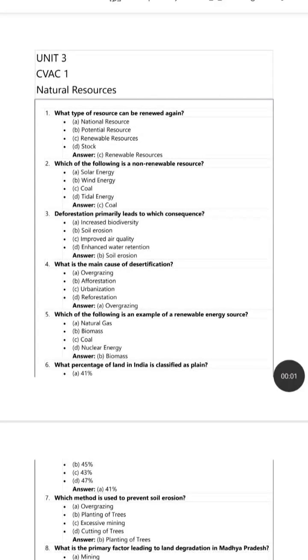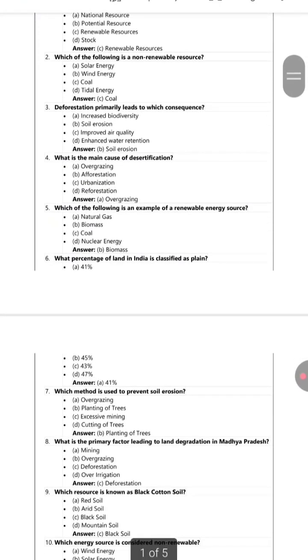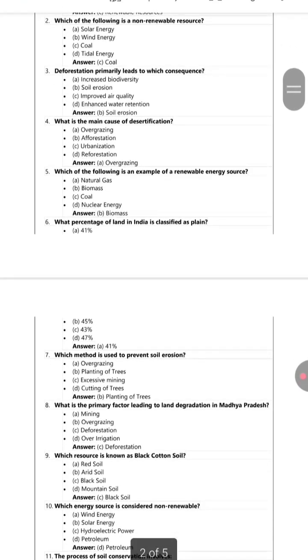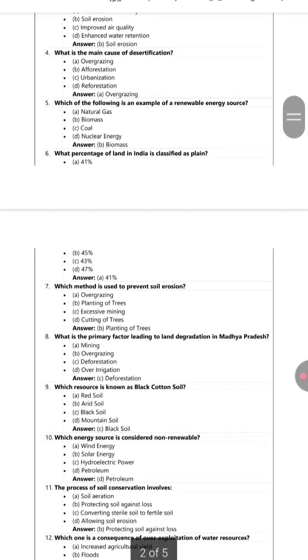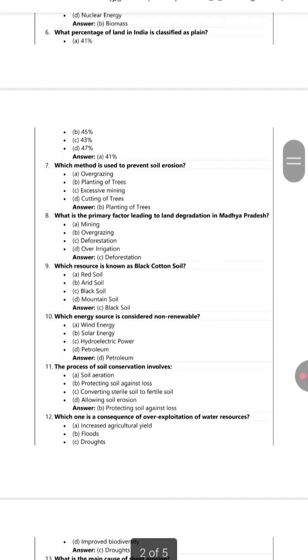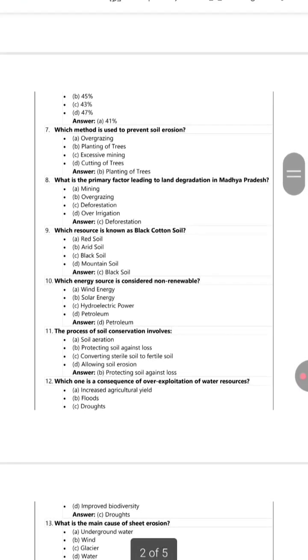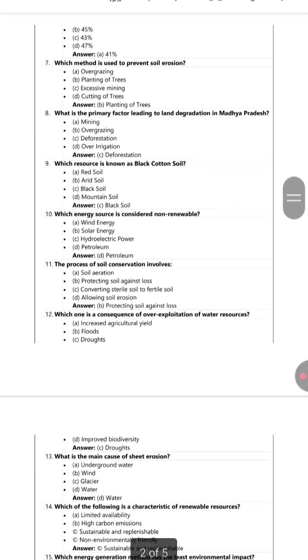Which one is the characteristic feature of aquatic ecosystem compared to terrestrial ones? Presence of water as a primary component. Which type of resource can be renewed again? Renewable resource. Which of the following is a non-renewable resource? Coal. Deforestation primarily leads to which consequence? Soil erosion. What is the main cause of desertification? Overgrazing. Which of the following is an example of renewable energy resource? Biomass. What percentage of land in India is classified as plain? 41%. Which method is used to prevent soil erosion? Planting of trees. What is the primary factor leading to land degradation in Madhya Pradesh? Deforestation.